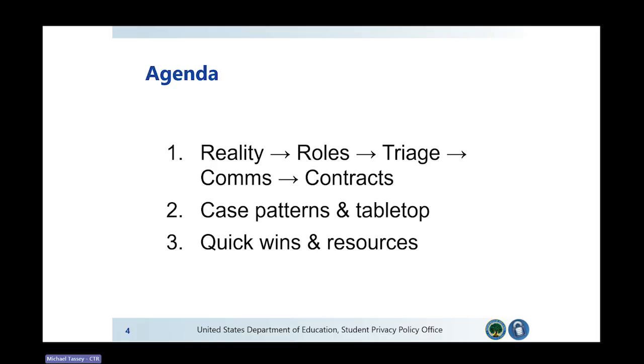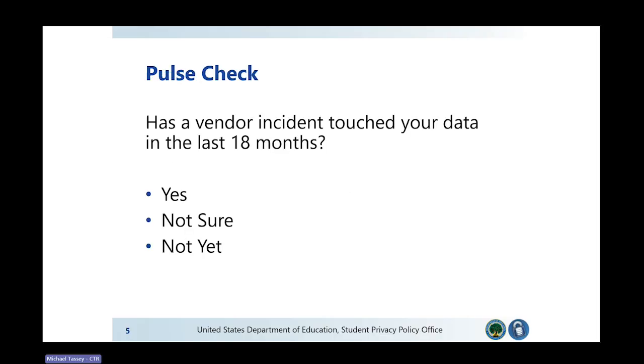And with that in mind, let's talk about where we are. I like to ask this question of all the crowds that I talk to about incident response. Has a vendor incident touched your data in the last 18 months? Yes, not sure, or not yet. And notice there's no choice there for no, right? So if you're unsure, that's pretty much an answer, right? This sets the stage for why visibility and vendor discipline matters.